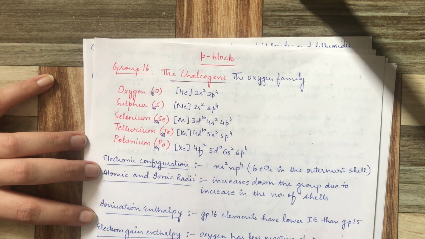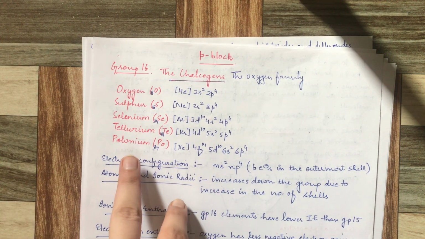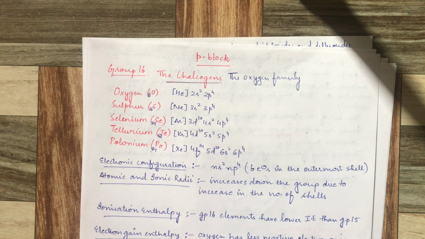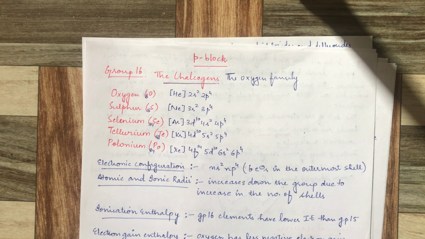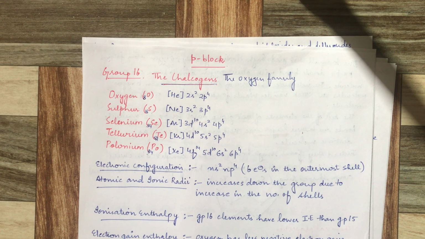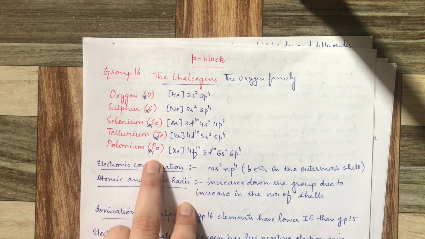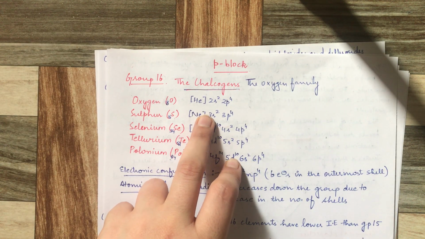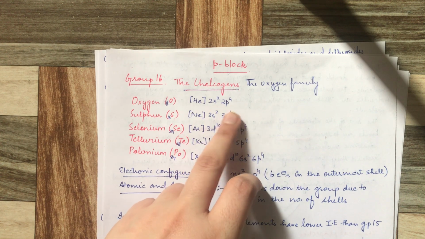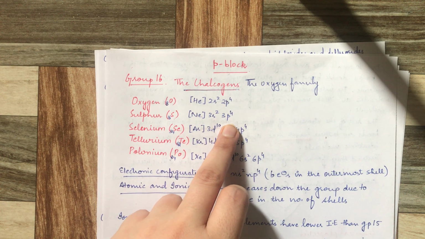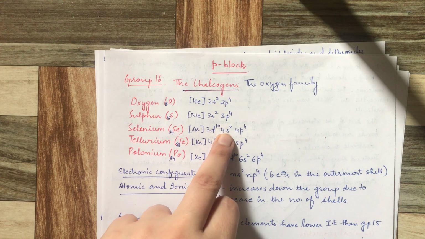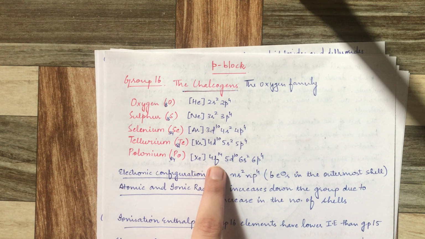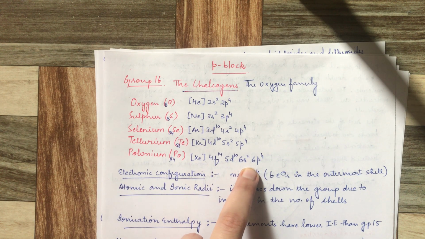So if we talk about the elements present in group 16, it's oxygen, atomic number 8, sulfur, atomic number 16, selenium, atomic number 34, tellurium, atomic number 52, and polonium, atomic number 84. If we look at the noble gas electronic configuration, that is helium 2s2 2p4, neon 3s2 3p4, argon 3d10 4s2 4p4, krypton 4d10 5s2 5p4, xenon 4f14 5d10 6s2 6p4.